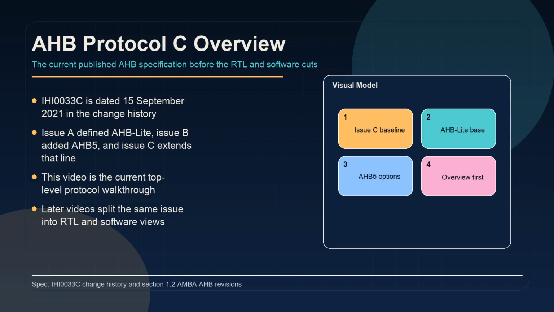Today we're going to be looking at the current overview of the AHB Protocol in Issue C. This is the top-level reading of IHI 0033C. Issue A defined AHB Lite. Issue B added AHB 5, and Issue C extends the family again. So this cut is the clean overview before we split into the RTL and software views.